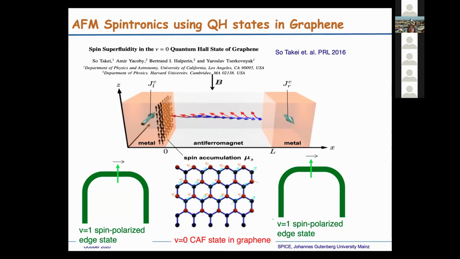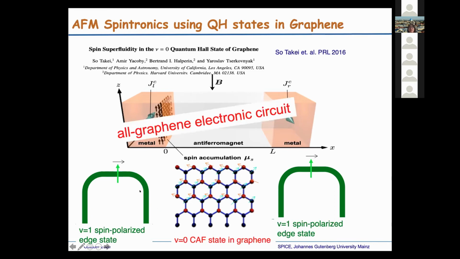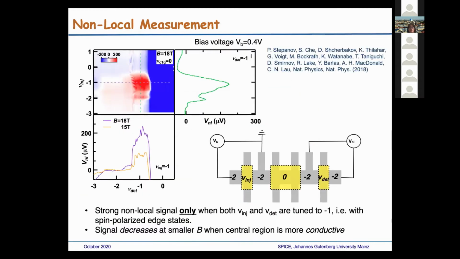This is a really nice proposal, because then we can sidestep a lot of problems associated with conventional antiferromagnetic insulators, for example, uncontrolled interfaces or undesired anisotropy. In this case, because it's an all-graphene electronic circuit, the interface will be perfect. Basically, we are just changing different regions of this entire sheet of graphene into an antiferromagnetic state in the center and the spin-polarized edge state on the side. Okay, so this is some of our data.